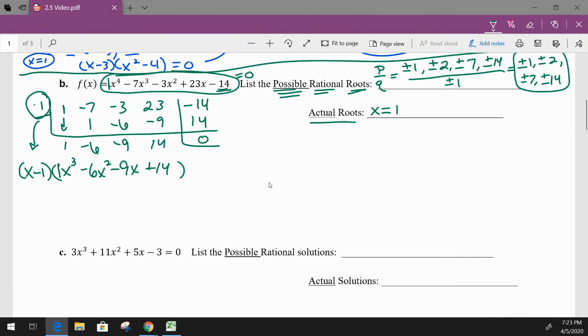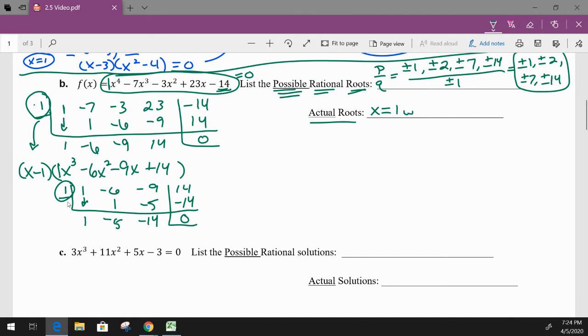So we're going to take this new polynomial, put 1 in the corner, and again, see if we get a remainder of 0. It's possible that 1 will work more than once. So 1, negative 6, negative 9, and 14. If I carry down the 1, I get 1, multiply, I get 1, add, I get negative 5, multiply, I get negative 5, add, I get negative 14, multiply, I get negative 14, and add, I get 0. Great. So that tells me I have another solution of 1.